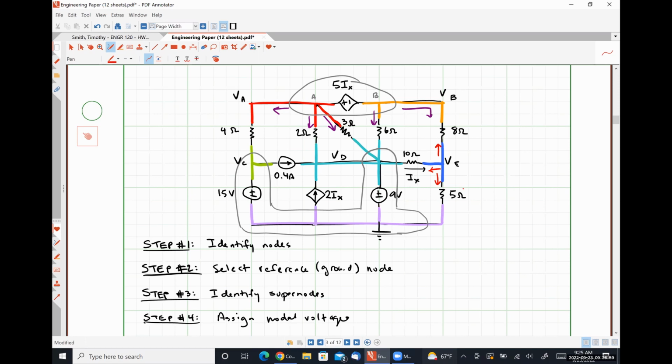All right, current directed up through the 8 ohm resistor. Anna, can you help me out? So I think you said B minus E over 8. We're looking for the current in the opposite direction, the current directed up. When we are writing a KCL equation at node E, E is serving as the positive polarity terminal for every resistor that's connected to node E. So we should see VE minus VB over 8 ohms.